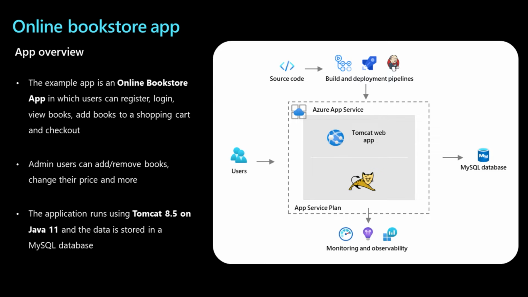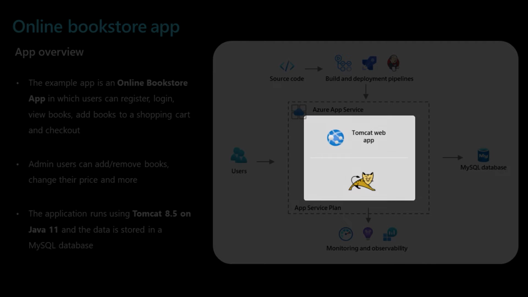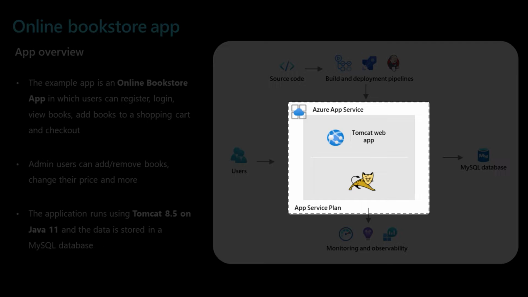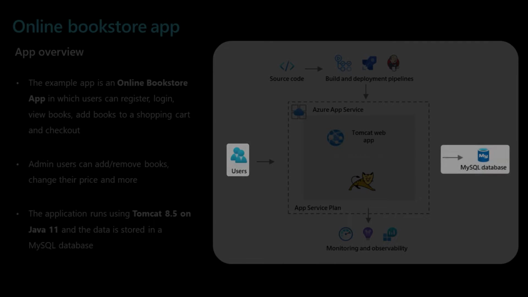So, a quick look at the application itself. We have a basic bookstore app made using Java Tomcat and hosted with Azure App Service. This is meant to just model a standard business application with authentication, database access, and whatnot.